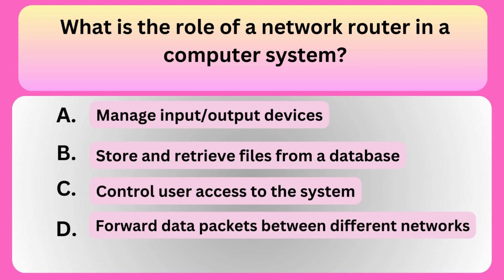What is the role of a network router in a computer system? Manage input or output devices, store and retrieve files from a database, control user access to the system, forward data packets between different networks. And the right answer is forward data packets between different networks.